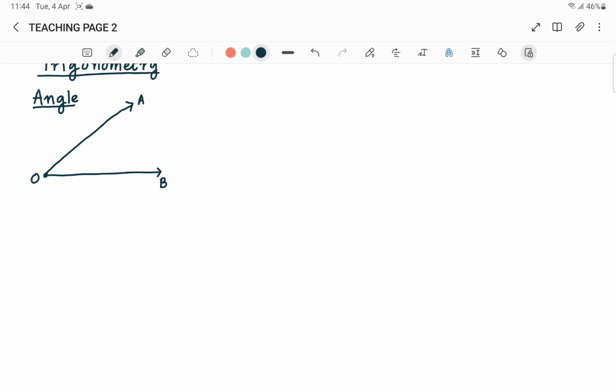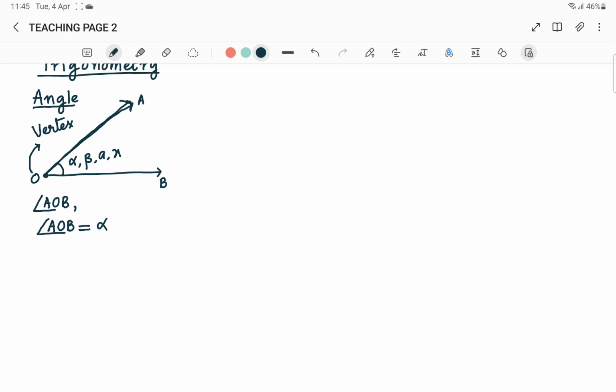Okay, we can use three letters to represent the angle. Generally we use three letters like angle AOB. The common point is called the vertex. So when you write the angle, that common point must be in the middle, where you are measuring the angle. Or the other way of representing the angle is to use small letters like alpha, beta, or A or X. So here I can write angle AOB equal to alpha.